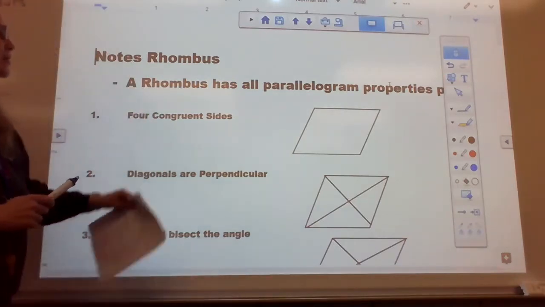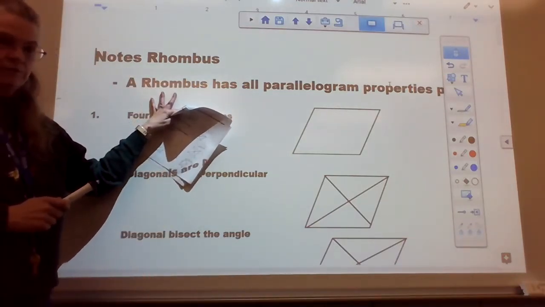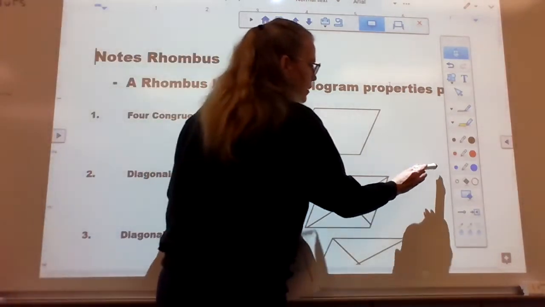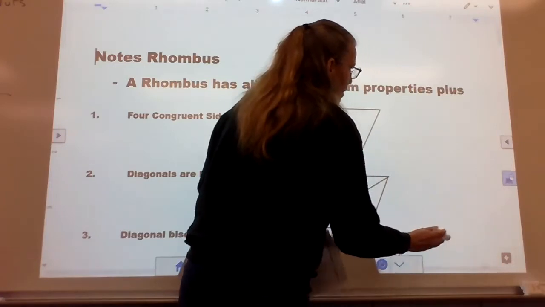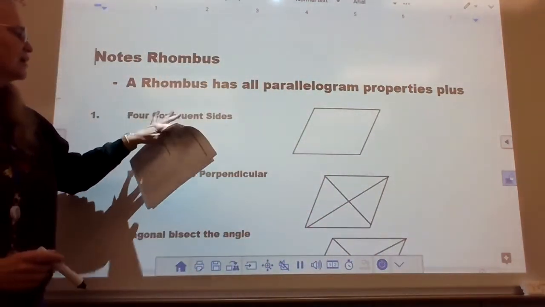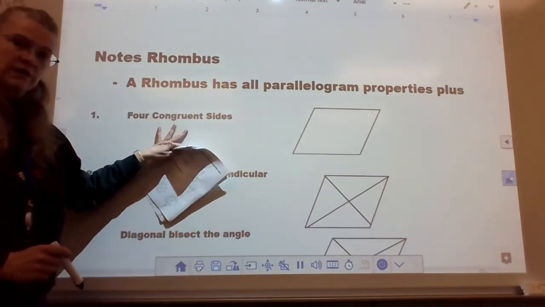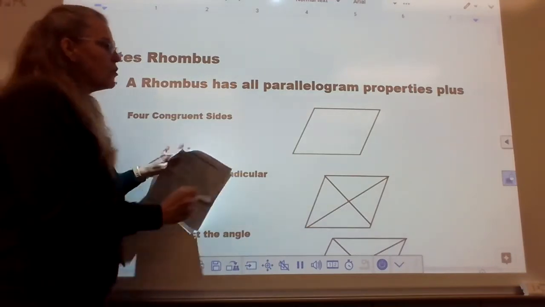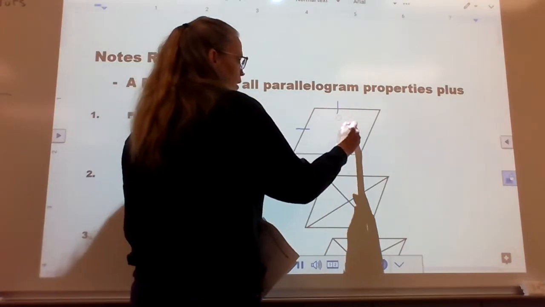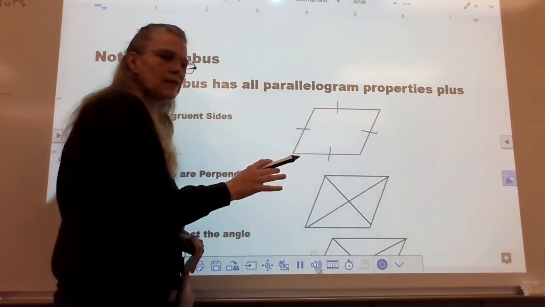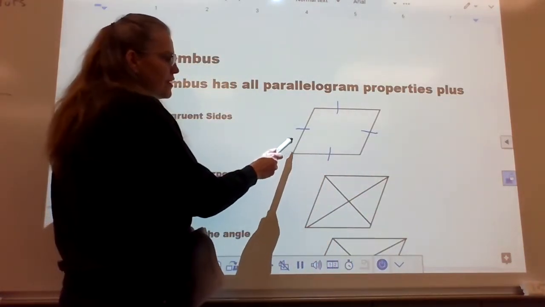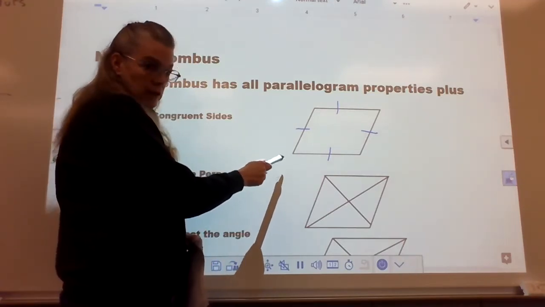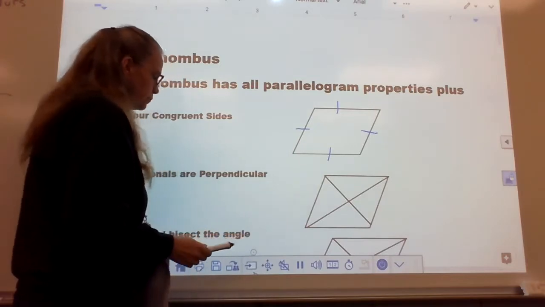Four congruent sides. Today we're looking at a rhombus. Remember, a rhombus is a four-sided figure that has four congruent sides. That's the definition of a rhombus. So I'm going to go ahead and mark all four sides the same. It's kind of like a square, but this one isn't necessarily going to have right angles. It's just going to have four equal sides.